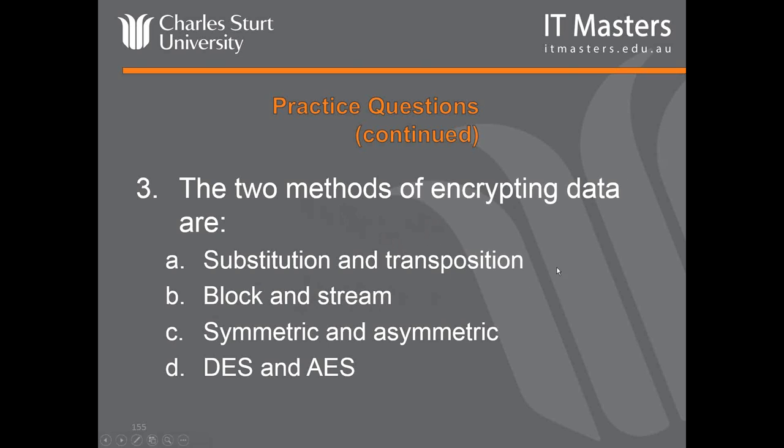So when we're looking at methods, how do we do it? What is a method? Block and stream are methods. Symmetric and asymmetric are types. So very similar, but I'm particularly making these a little bit tricky for the practice exam, just to give you an idea of how you have to think. Types and methods mean a big, big difference for this sort of thing.